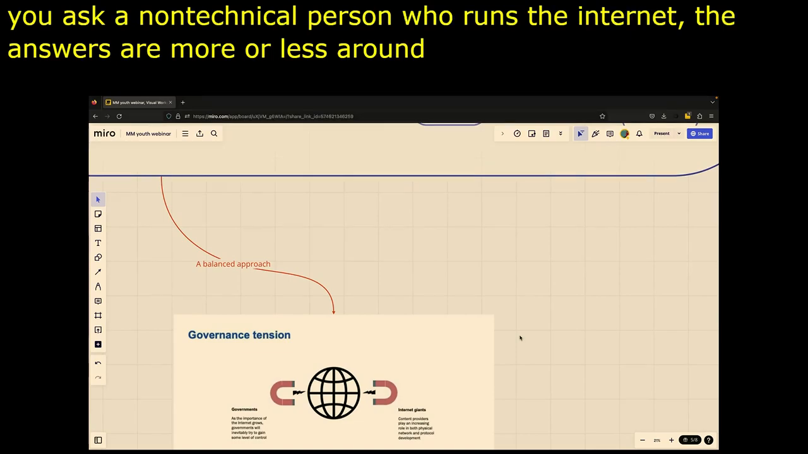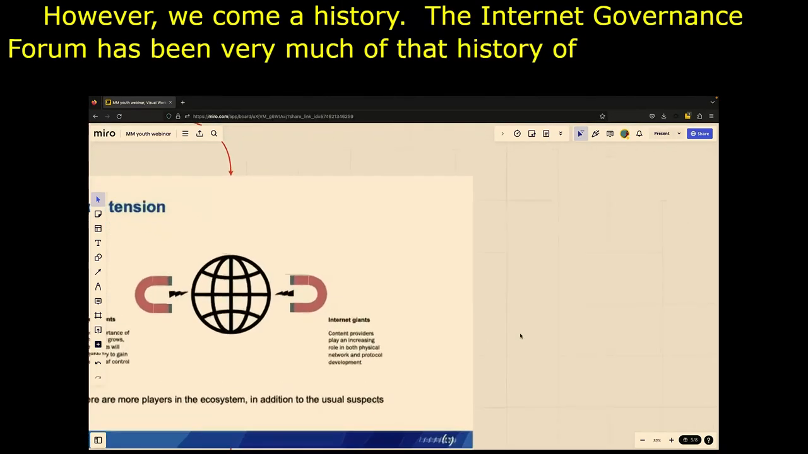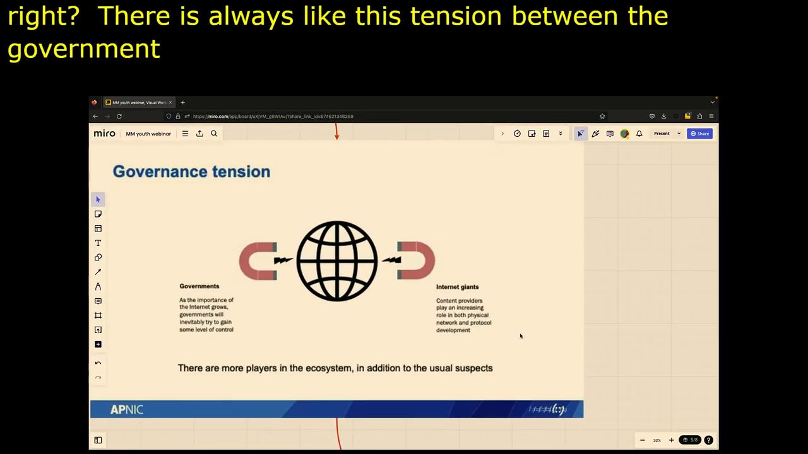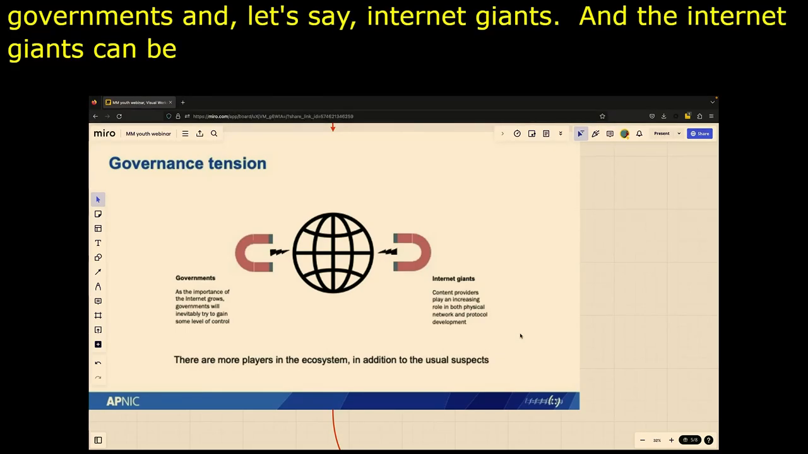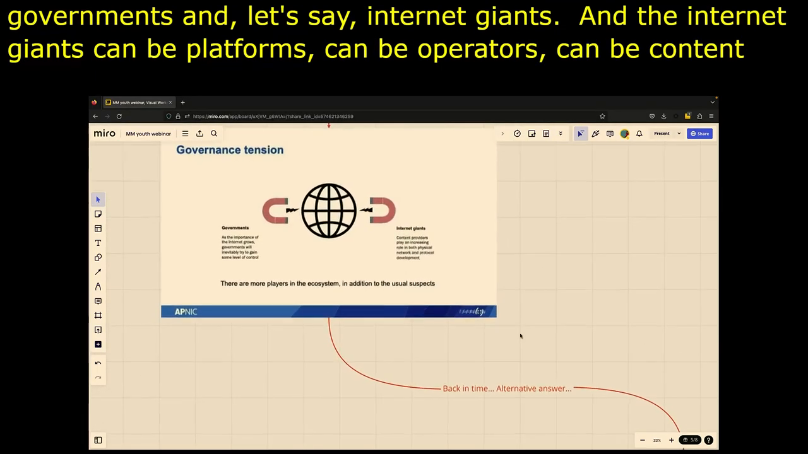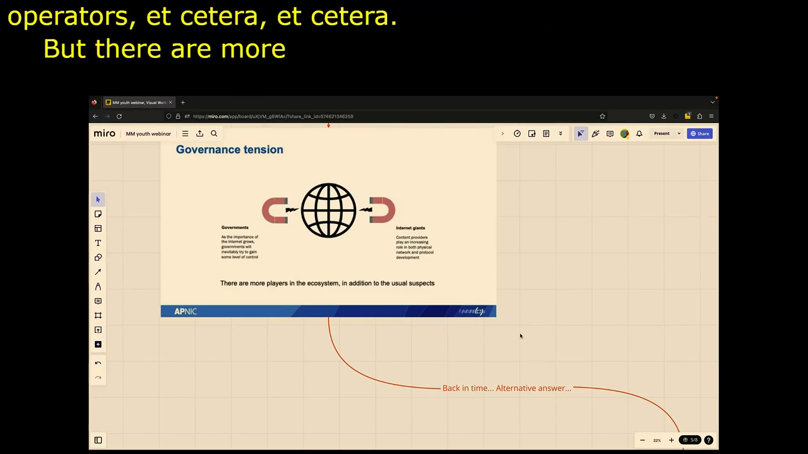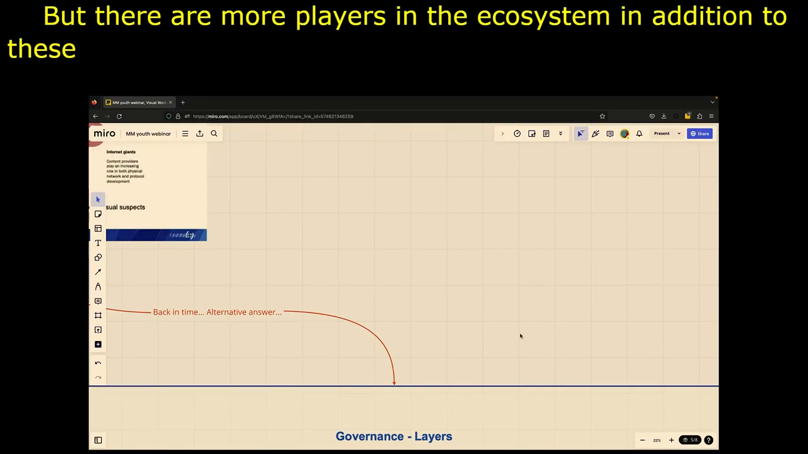However, we come from a history, and actually this Internet Governance Forum has been very much part of that history of evolution, right? And there is always this tension between the governments and, let's say, the internet giants. And the internet giants can be platforms, can be operators, can be content operators, et cetera. But there are more players in the ecosystem in addition to this version of who controls the internet.